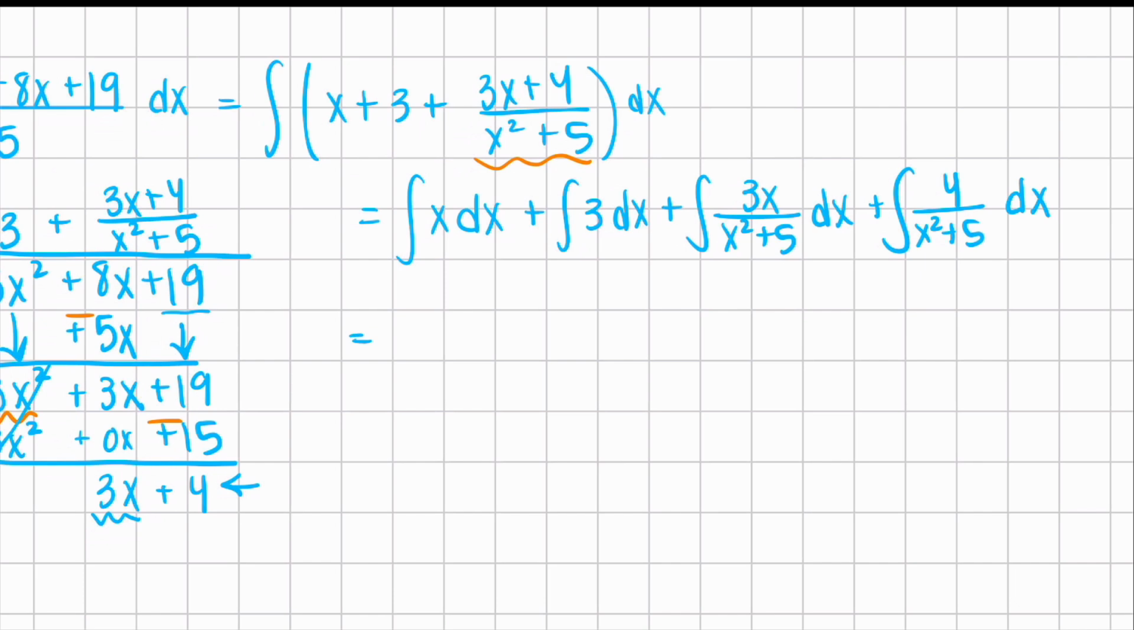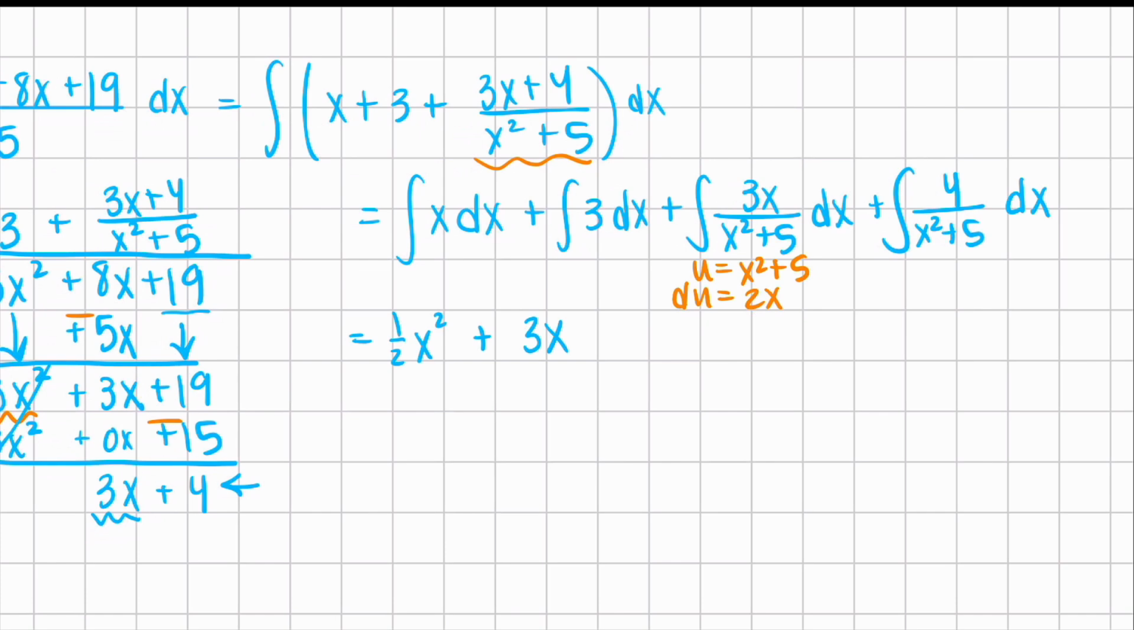Okay, so we've got 4 integrals to do, but we can do each of them separately. The first two are pretty simple. I have 1/2 x squared. We're going to put our plus c at the very end, so don't worry about it for right now. The integral of 3 is going to be 3x. For the third integral, I'm going to be doing u sub. I'm going to make u x squared plus 5.